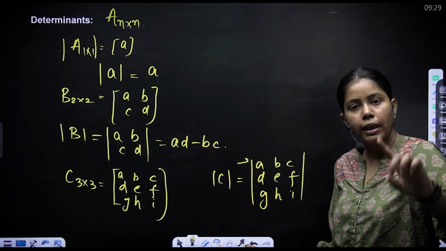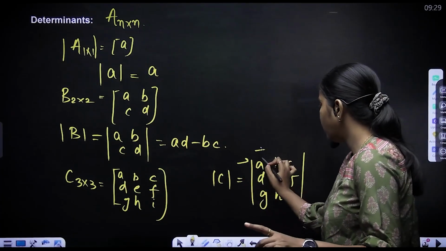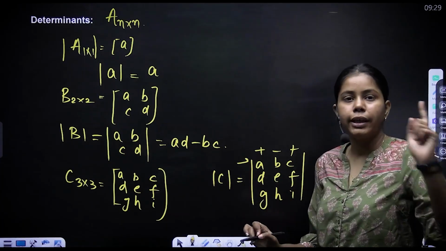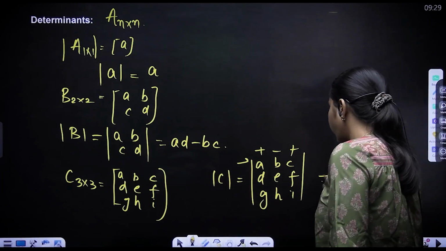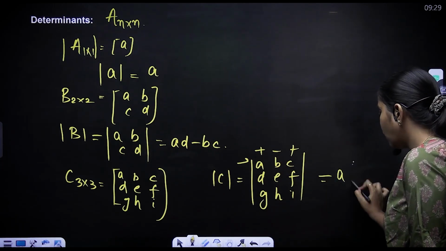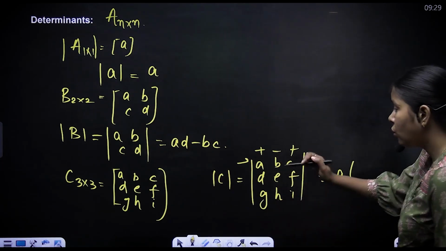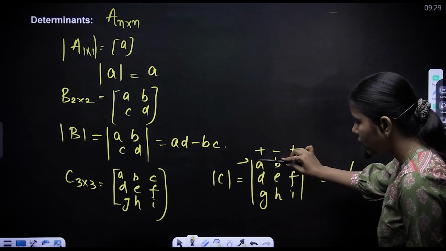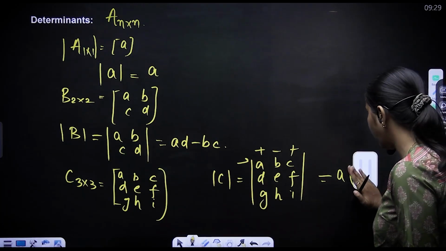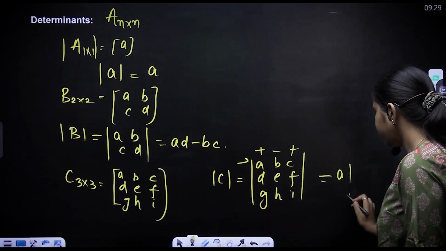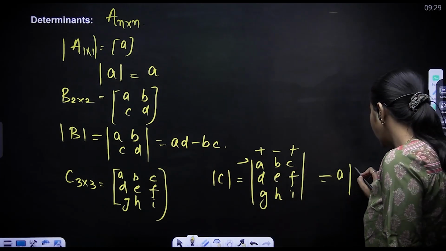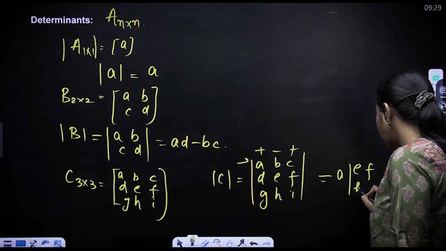You can use any row or any column, and the sign would be alternating. It starts with plus, then negative, then positive. That sign would be alternating. So I'll start with A, the first row. A is positive. Now when I have written A, you have to leave the row in which this entry lies and leave the column in which that entry lies. So you are left with A into, leaving this row and this column, the first row and first column, you are left with E F, H I.